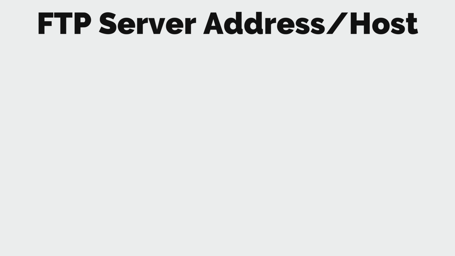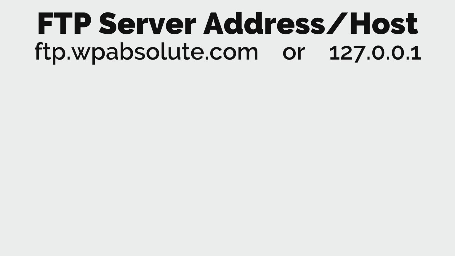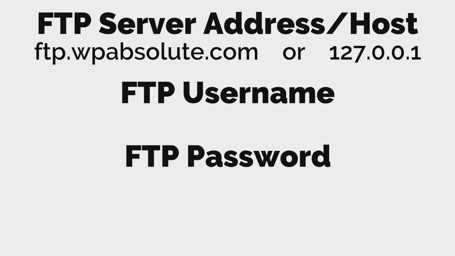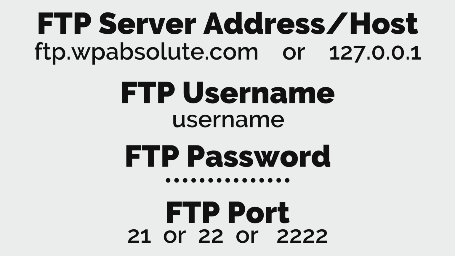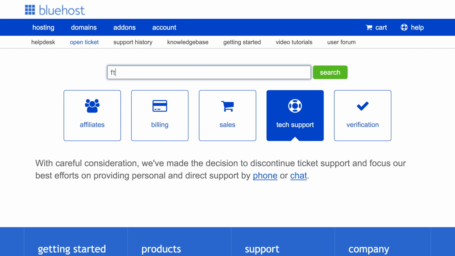Your FTP server address will usually be ftp.yourdomain.com, or it will be an IP address. You or your hosting provider will make the username and password, and the port number is usually 21. It can be different depending on your hosting provider. You will be able to retrieve these details by contacting your hosting provider's support.